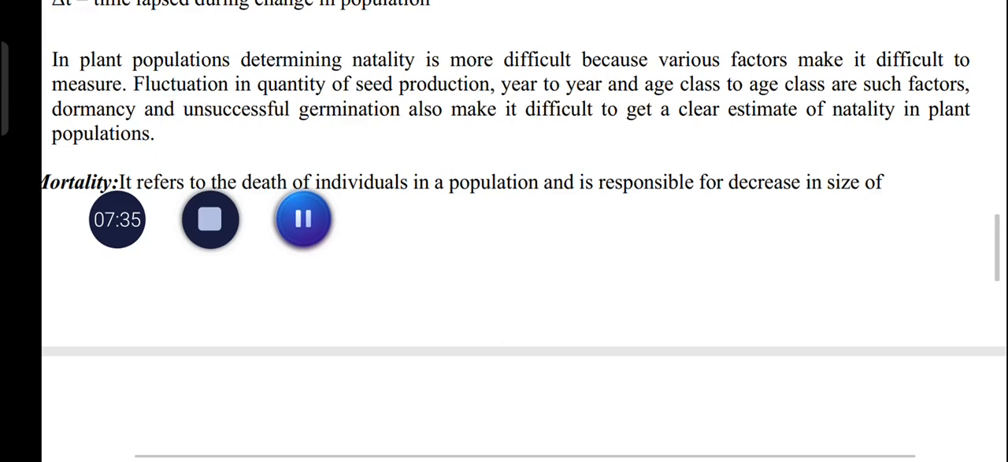Fluctuations in quantity of seed production, year to year and age class to age class, are such factors. Dormancy and unsuccessful germination also make it difficult to get a clear estimate of natality in plant populations.